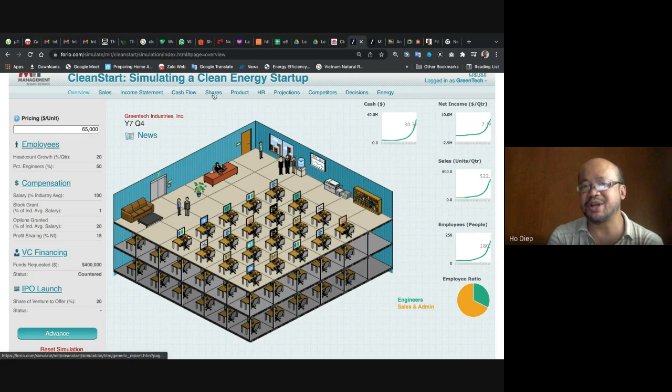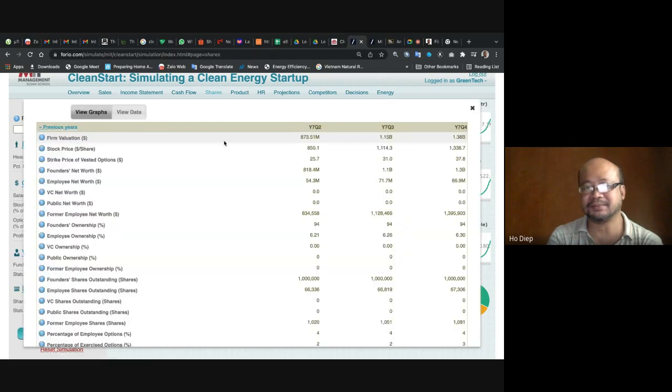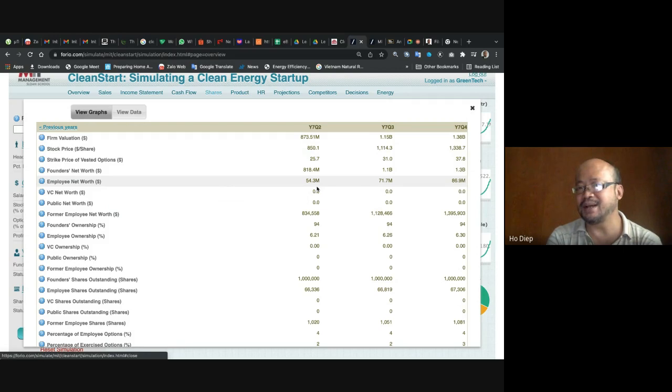Let's check on our share price. Net worth, founder's net worth: 1.3 billion US dollar. So I'm right at the top there in terms of market shares.